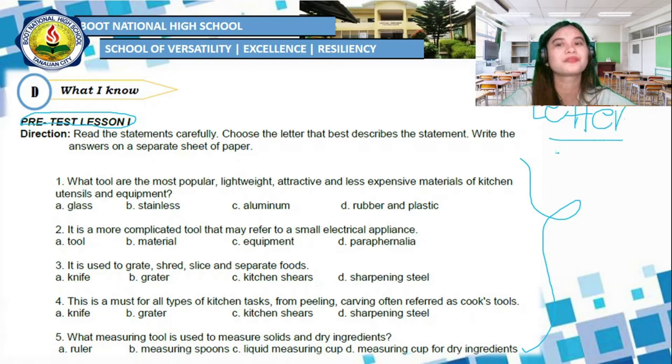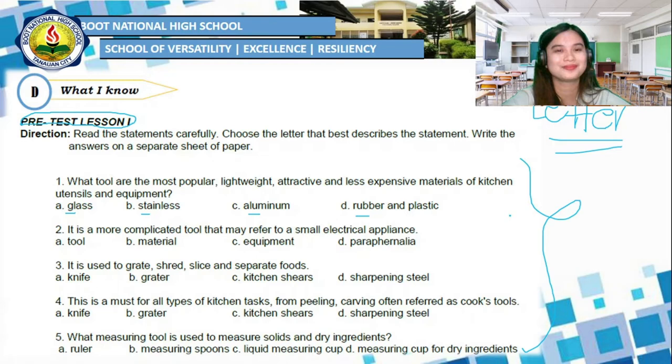What tools are the most popular, lightweight and attractive, and less expensive materials of kitchen utensils and equipment? Letter A, glass. Letter B, stainless. Letter C, aluminum. Letter D, rubber and plastic.